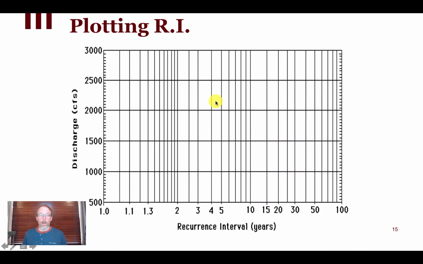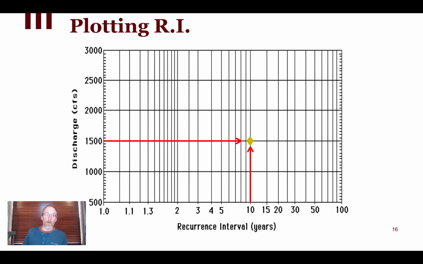So some nuances there. So how do we plot these recurrence intervals? We take the data from the previous table that we calculated, and normally we use a semi-log graph. Semi-log means that our x-axis, where we're plotting recurrence intervals, is a log scale starting at 1 year, 1.1, 1.3, going up to 10, and then 20, 30, 40, 50, and up to 100. But we have a linear scale on our y-axis, which is discharge in this case. So let's think about the data for the Root River.